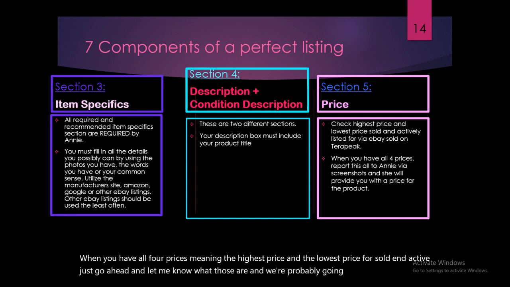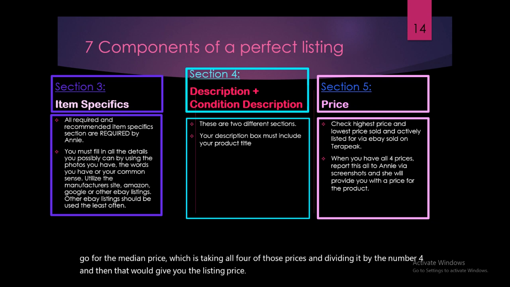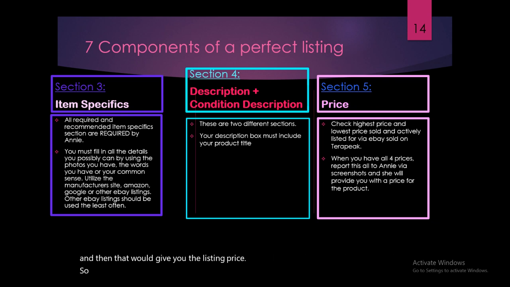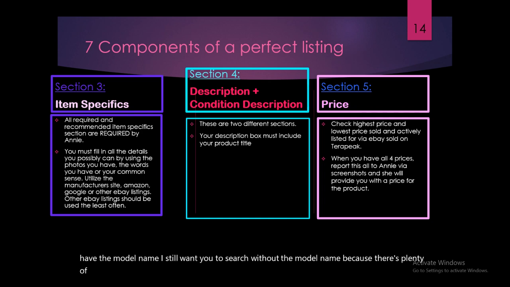And I'm probably going to ask you to just go for the median price, which is taking all 4 of those prices and dividing it by the number 4. And then that would give you the listing price. So again, I want you to make sure that even though whenever you do have the model name, I still want you to search without the model name because there's plenty of sellers that would not use the model name in their title.